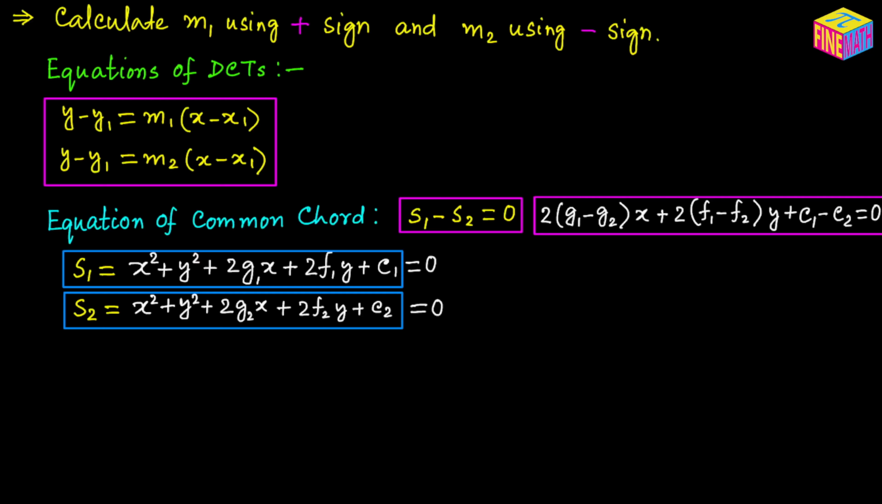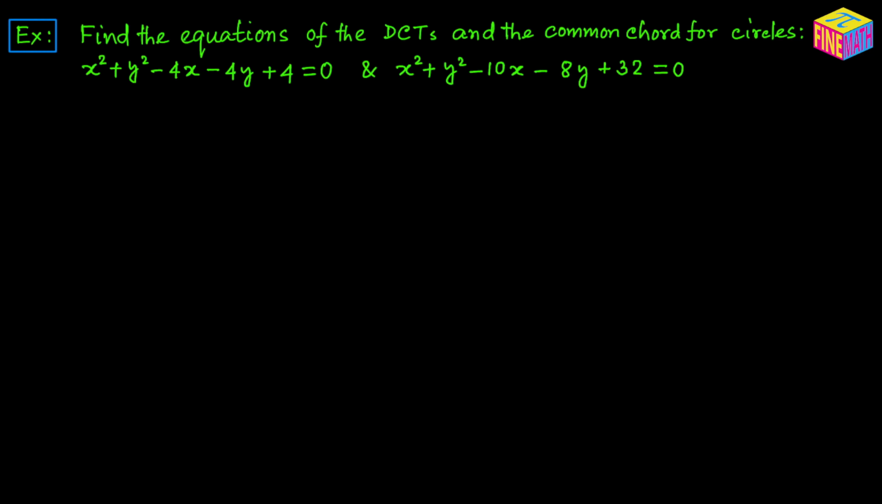Next, we are going to take an example. Find the equations of the DCTs and the common chord for circles x squared plus y squared minus 4x minus 4y plus 4 equals 0 and x squared plus y squared minus 10x minus 8y plus 32 equals 0. So let's get started with the solution.